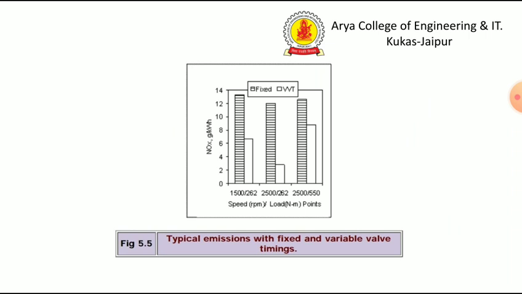Variable valve timing control allows for continuously variable camshaft phasing over the entire power range of the engine. The NOx emissions with fixed and with variable valve timing are compared in the figure. This is typical emissions with fixed and variable valve timing. A reduction of 30 to 70% in the NOx with variable valve timing is observed. Change in HC emissions between the fixed and variable valve timing is however small. The CO emissions however are a function of air-fuel ratio.